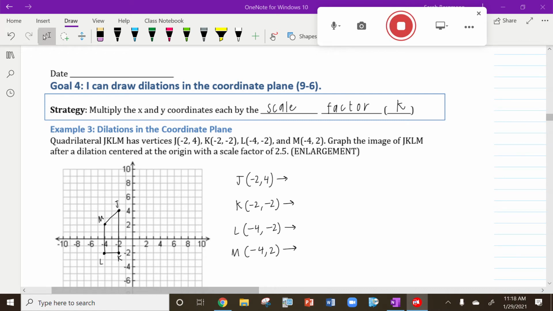Hello everyone, today I'm going to teach you how to draw dilations in the coordinate plane, and I will also show you how to verify that this shape is similar to the original shape.